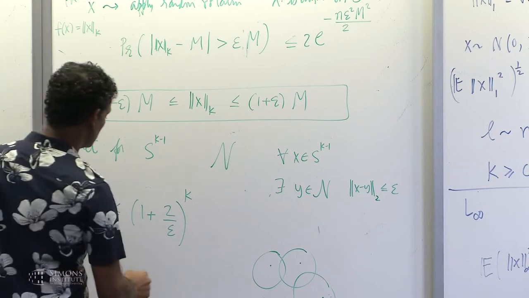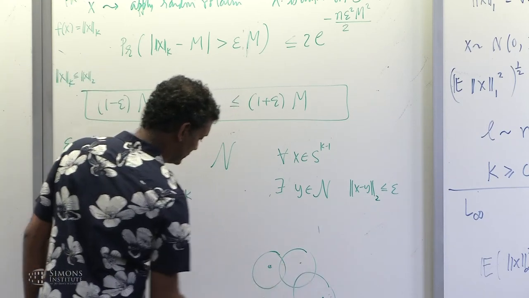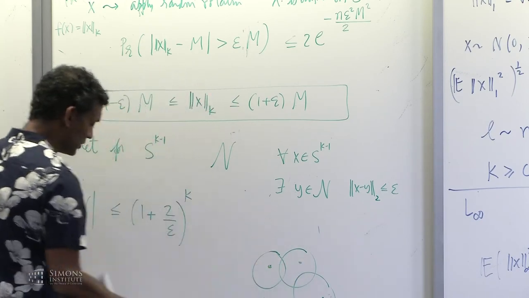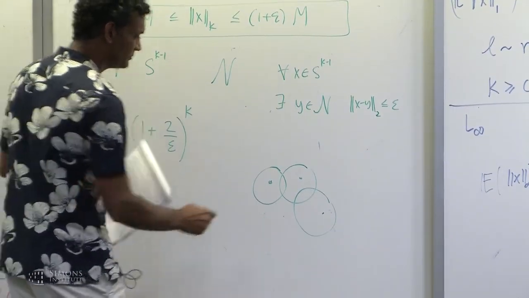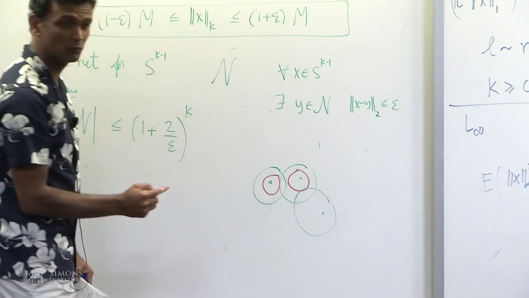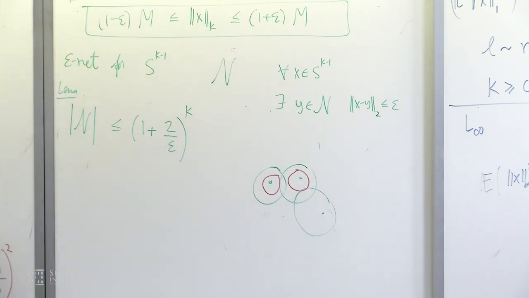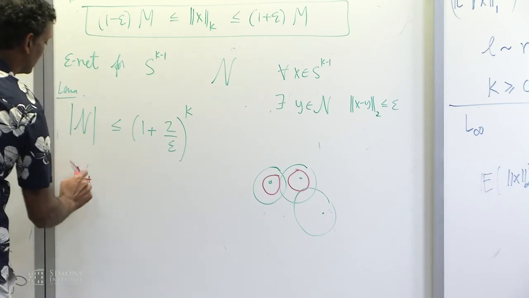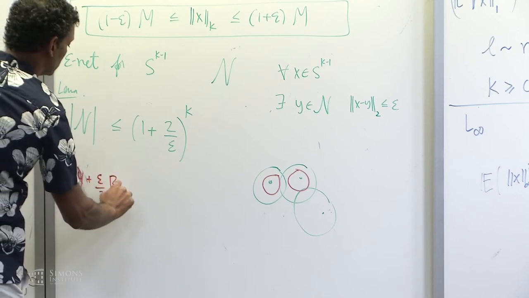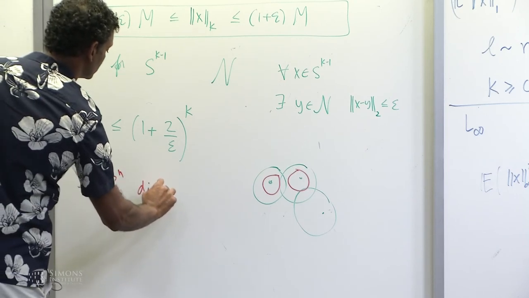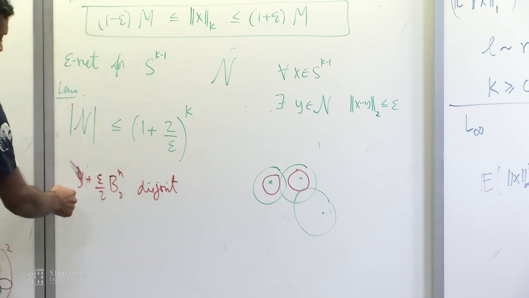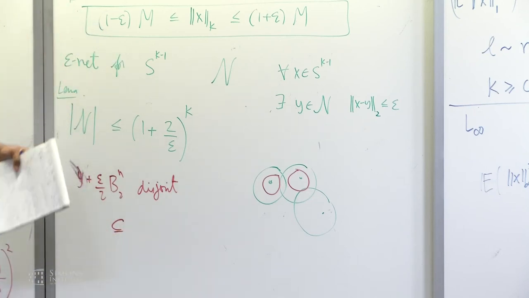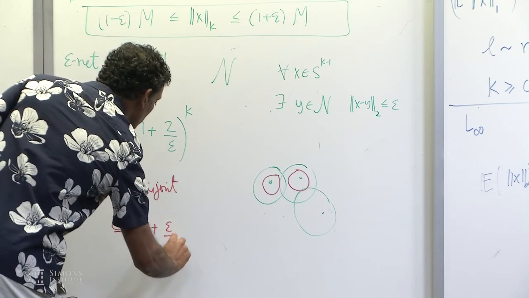Now, when you do this, you see that your centers, by the fact that they were picked greedily, the balls of radius epsilon over 2 around them must be disjoint, because otherwise it was already inside a ball of radius epsilon. So around each net point y, if you take the epsilon over 2 ball, these are disjoint. Moreover, all of these balls are contained in the unit sphere extended out by epsilon over 2. So 1 plus epsilon over 2 times the unit ball.